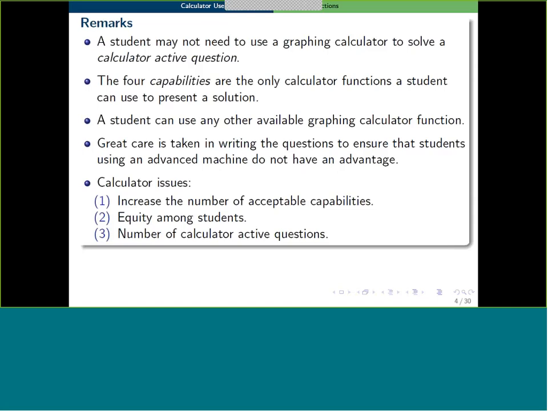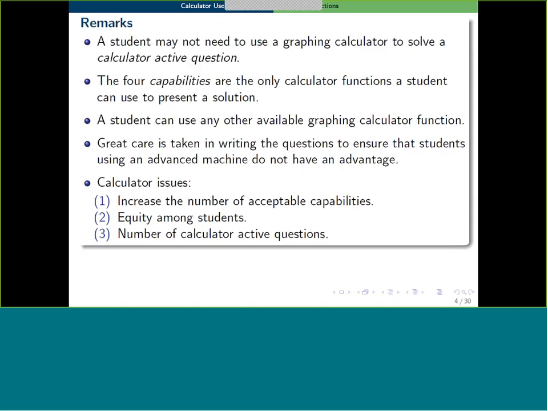We all know that there is an equity issue among students. Some students don't have access to the latest technology, to the best technology. That's a very difficult question to solve. We're not going to solve that this evening, but I want you to be aware of it. I want you to know the development committee thinks about that.